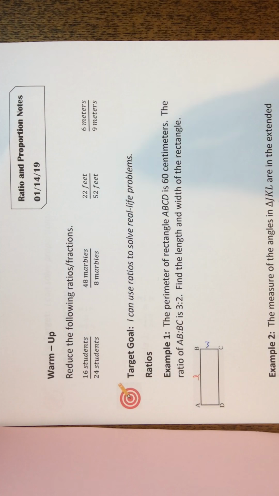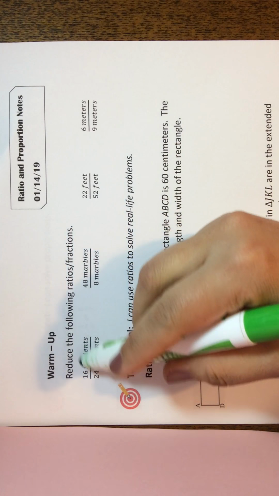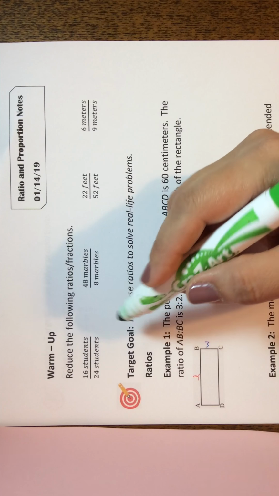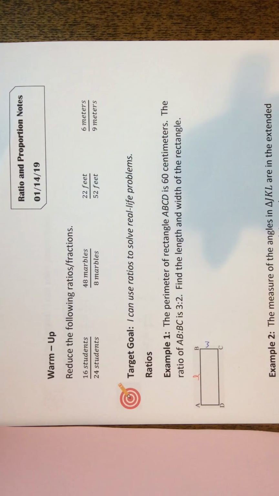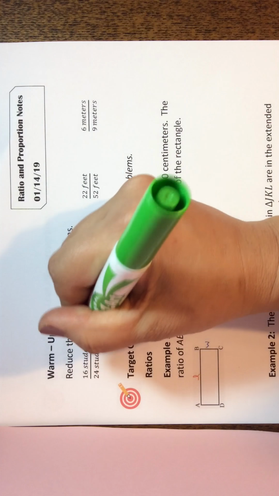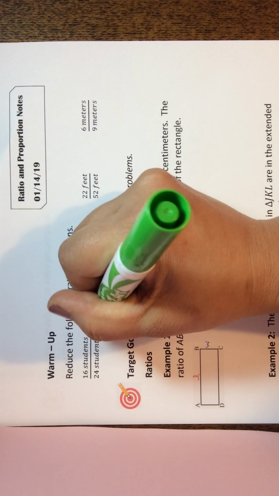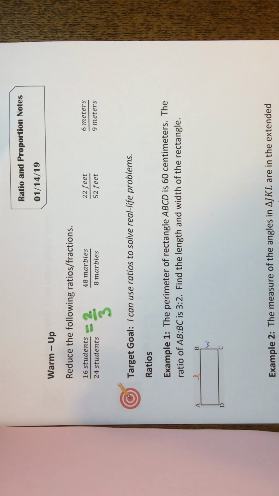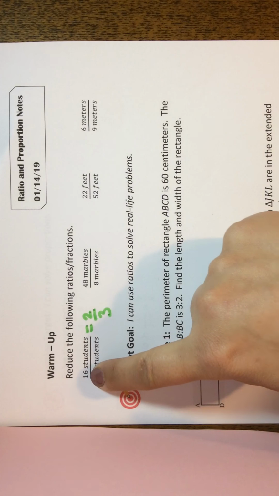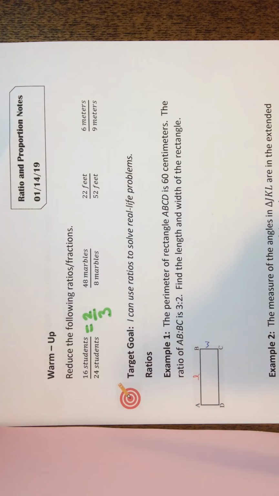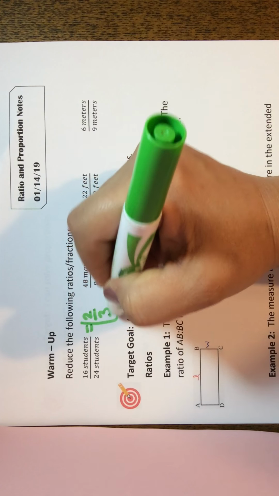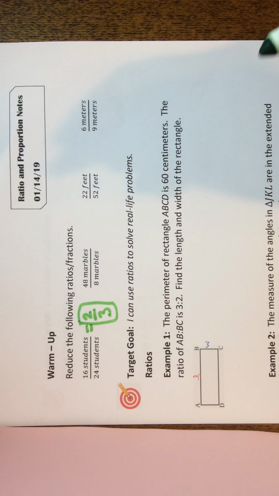For warm up today, we're just going to reduce the following ratios slash fractions. So 16 over 24, if we reduce that, that's going to be 2/3. Remember, we have to find the greatest common factor. And in this case, 8 divides 16 2 times, 8 divides 24 3 times. And this is how these reduce.